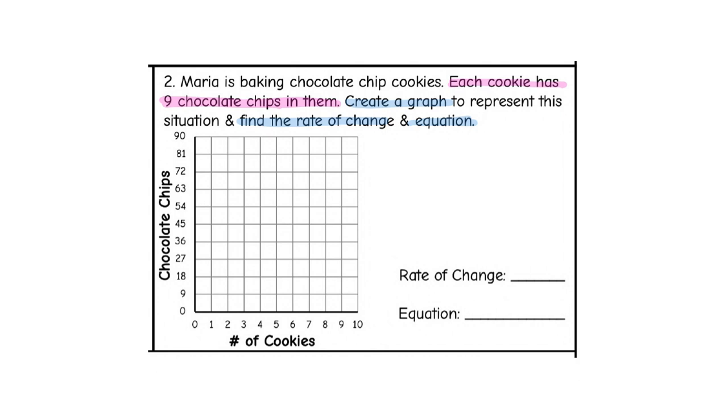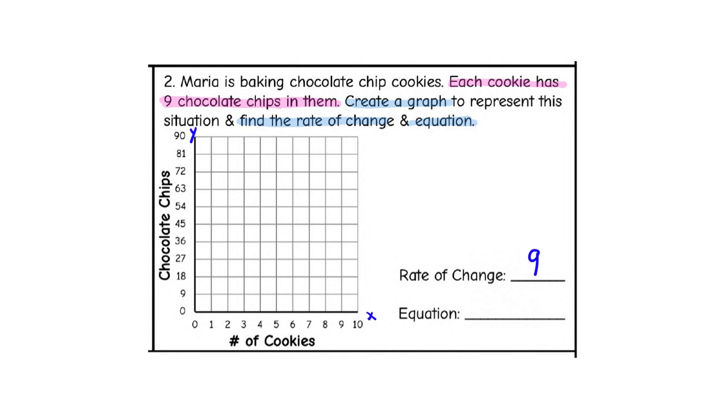Okay, rate of change. So I know each cookie has 9 chocolate chips in them. On my x-axis, I have cookies. So the rate of change is going to be 9 because every cookie is going to have 9 chocolate chips. If I want to figure out how many chocolate chips I need, I take that and times that by the amount of cookies. So chocolate chips is going to be my y.